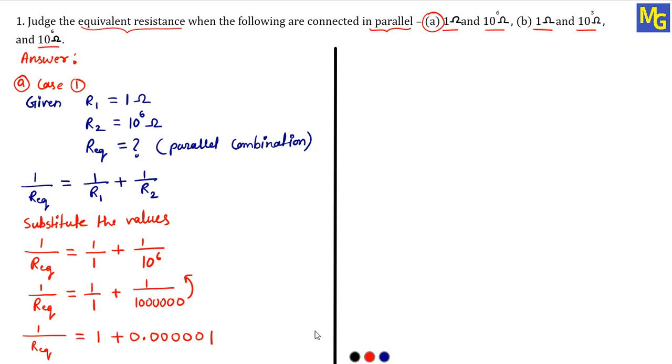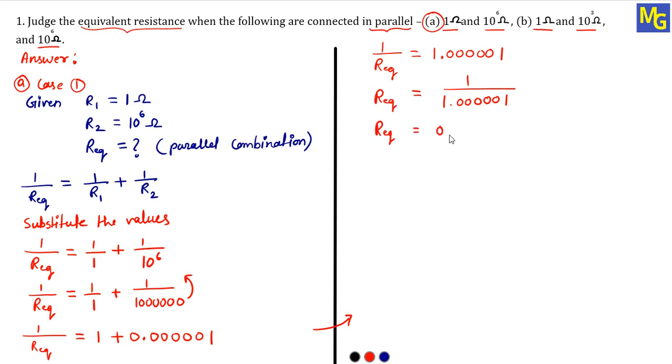Now what we'll do? We will add these two. So 1 divided by R equivalent is equal to 1.000001. This is the value of 1 divided by R equivalent. We want to find only R equivalent, so it will become 1 divided by 1.000001. And when we divide 1 by this number, we are going to get 0.999 and it continues.